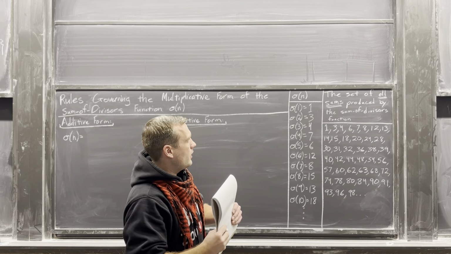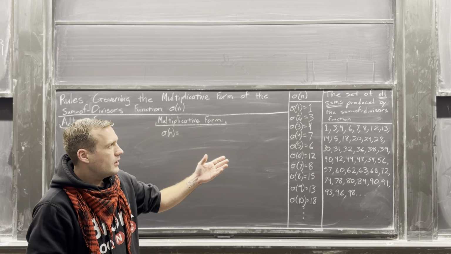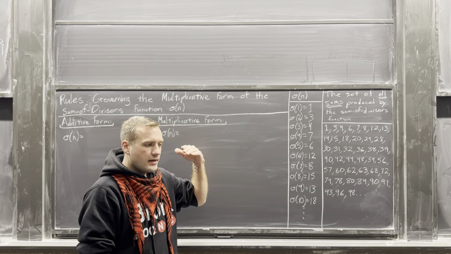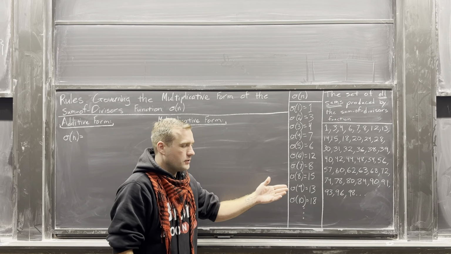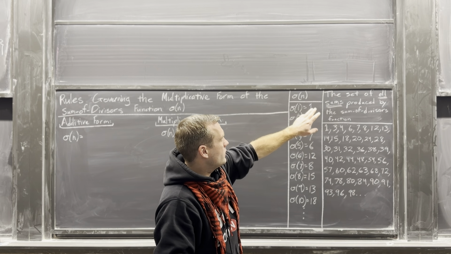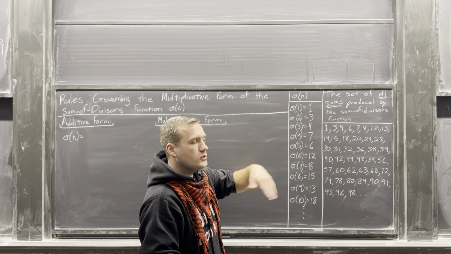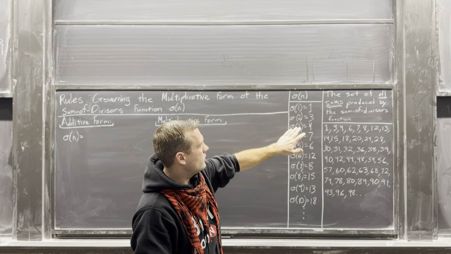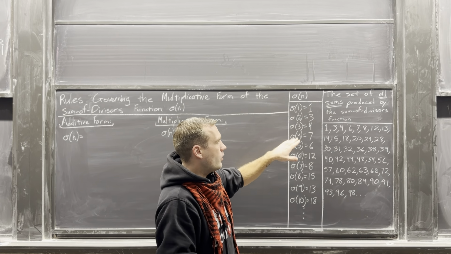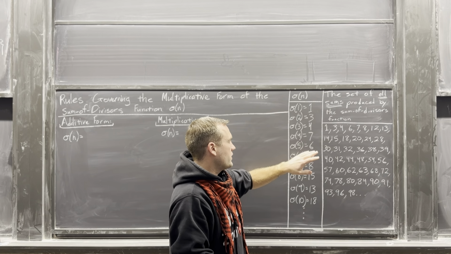In case you're not aware, the Sum-of-Divisors takes a number, looks at all the divisors of that number, adds them up, and produces a sum. The divisors of 1 are just 1, so it's 1. The divisors of 2 are 1 and 2, so you add them together and you get 3. The divisors of 3 are 1 and 3, so you get 4. The divisors of 4 are 1, 2, and 4, so 1 plus 2 plus 4 equals 7. The divisors of 5, which is a prime, are 1 and 5, which is 6.